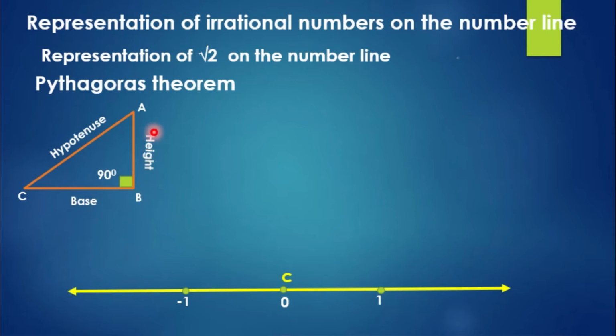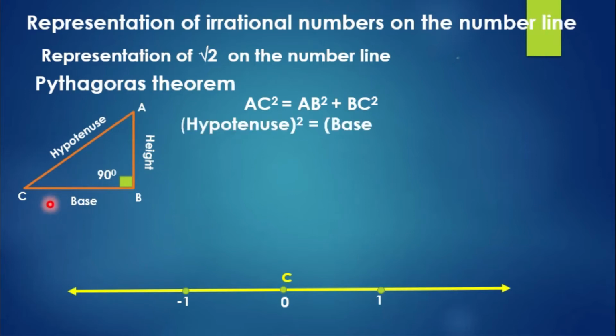In the given triangle ABC, here BC is the base, AB is the altitude or the height, and AC is the hypotenuse. We have AC square is equal to AB square plus BC square. The square of the hypotenuse is equal to the sum of the squares of the other two sides. Here AC is hypotenuse. Hypotenuse square is equal to base square plus height square. This is the Pythagoras theorem.